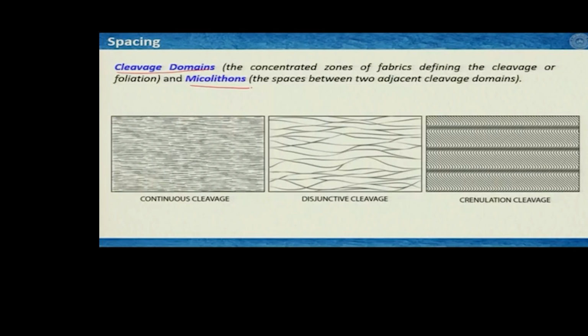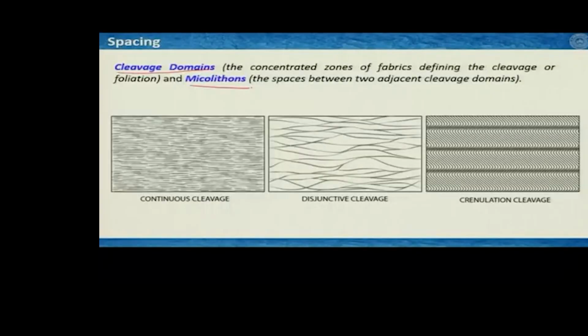Cleavage domains describe the concentrated zones of fabrics which define the cleavage or the foliation. So, if I see that a rock is foliated, the zone which is defining the foliation is the cleavage domain, and what is in between two adjacent cleavage domains is the microlithon. In this way, we can now define the continuous cleavage, which is this one. I have made an illustration for you.